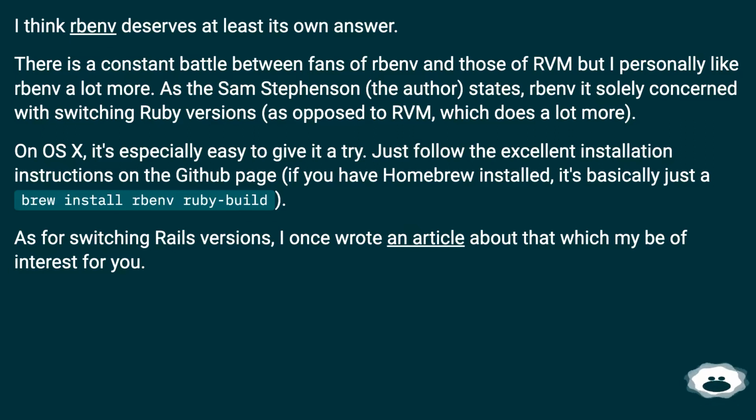On OS X, it's especially easy to give it a try. Just follow the excellent installation instructions on the GitHub page. If you have Homebrew installed, it's basically just a brew install rbenv ruby-build. As for switching Rails versions, I once wrote an article about that which might be of interest for you.